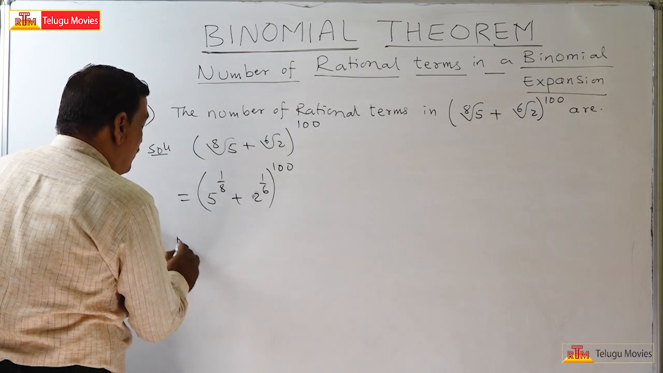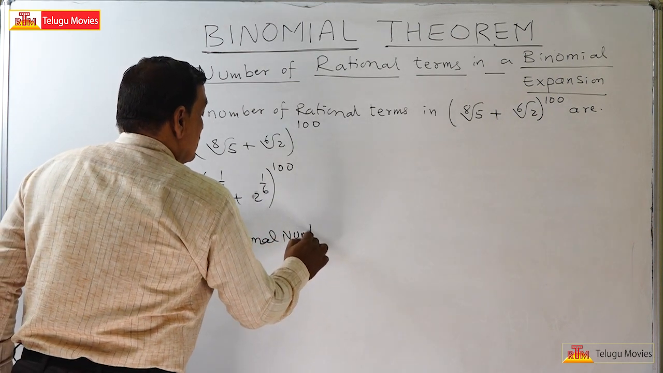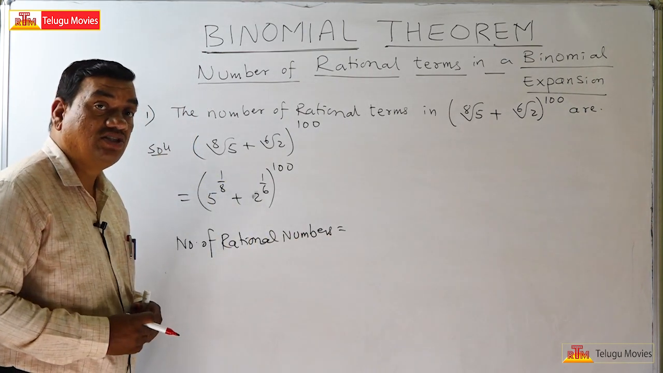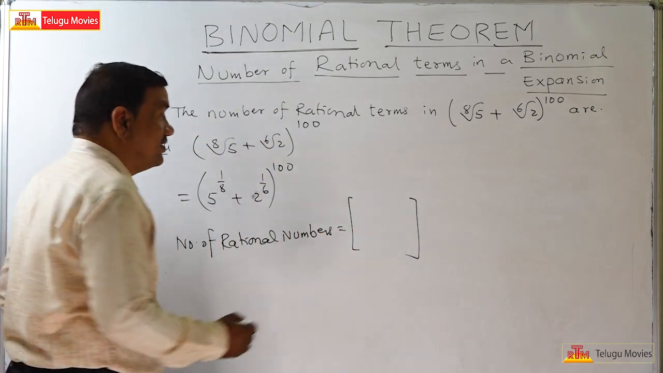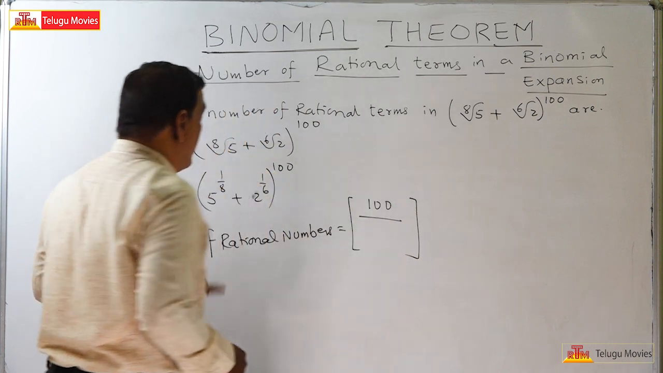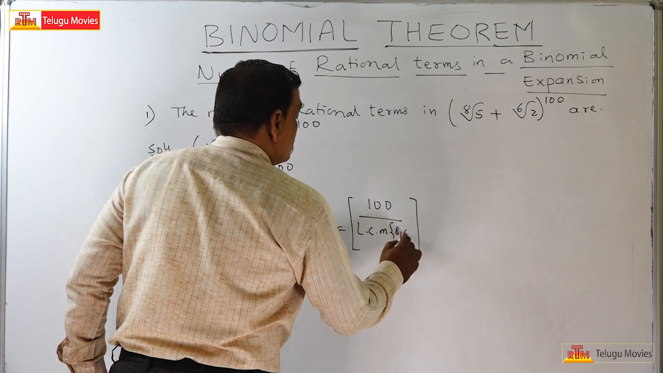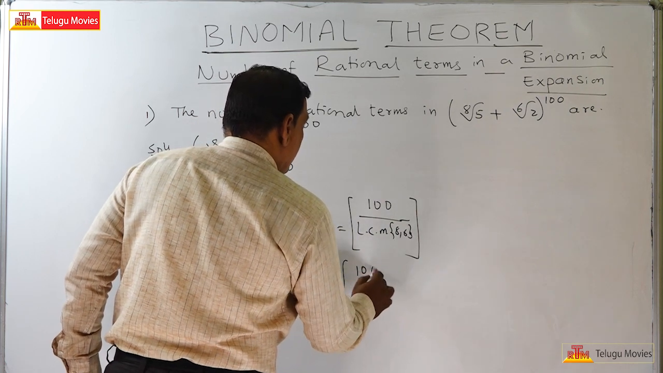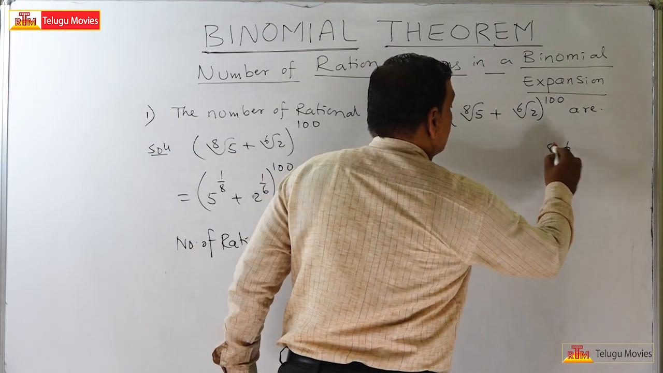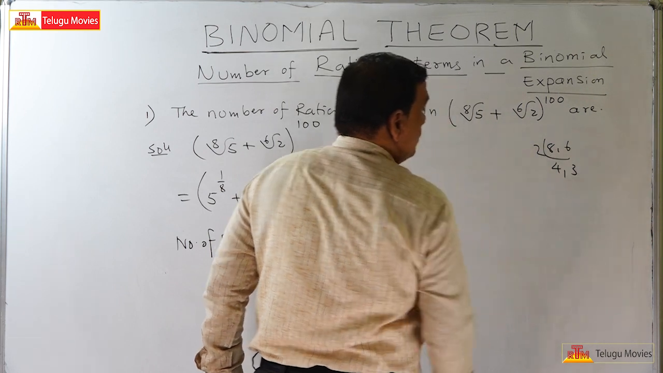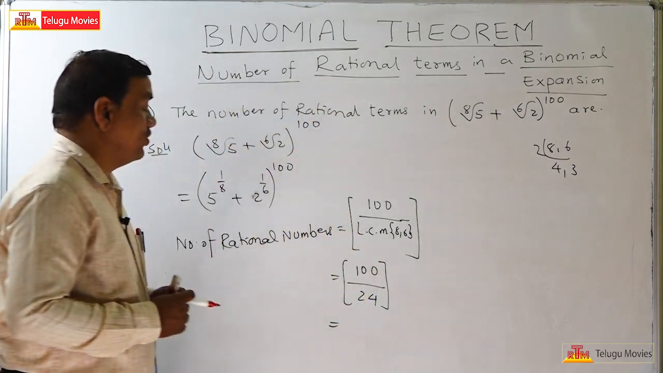Then the number of rational numbers in this expansion is given by the greatest integer function of 100 divided by the LCM of 8 and 6. What is the LCM of 8 and 6? You know this from the lower classes: 2 fours are 8, 8 threes are 24. So this is equal to 100 by 24.